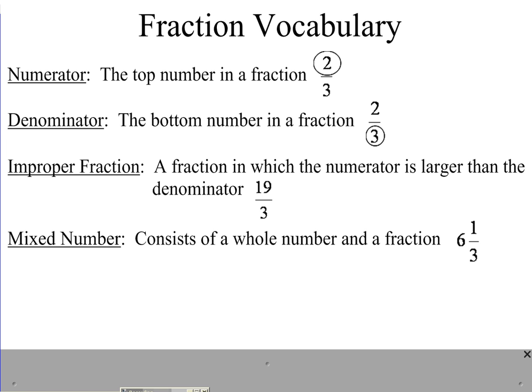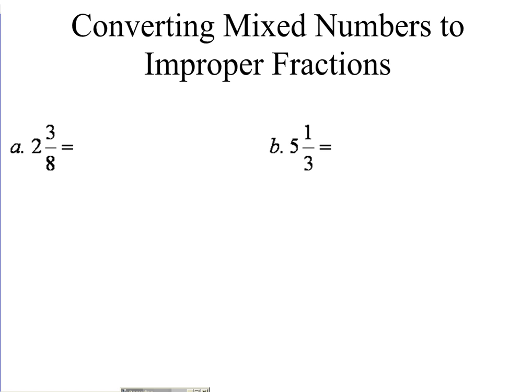Mixed number consists of a whole number and a fraction. 6 1/3 here is the equivalent to the improper fraction 19/3. So again, you could give your answer as either 19/3 or 6 1/3. And since everything we're going to do in here is multiple choice, you're going to know which format your final answer needs to be in.